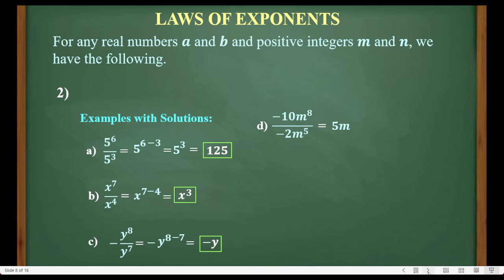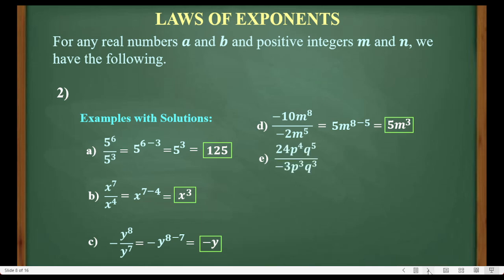So this is equal to, okay, how do we get 5 here? We simply divide negative 10 by negative 2. Since we are dividing numbers with the same sign, the quotient is positive. So 10 divided by 2 is 5. Then, we divide m to the 8 by m to the 5th. Since the common base is m, we write m raised to 8 minus 5. So that is 5m raised to 8 minus 5, which is 3. And this is the answer. Next. Letter E.